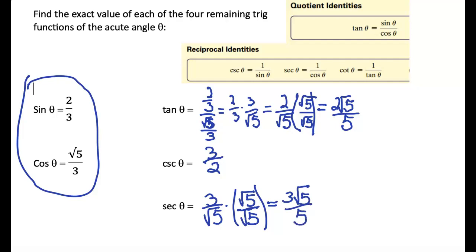And then the last problem is the cotangent. The cotangent is the reciprocal of tangent. Jot that down here. So the cotangent of theta, we're going to take the reciprocal of tangent. Now, our final answer for tangent was 2 square root of 5 over 5, because we rationalized the denominator. But back up one step, this was our answer for tangent before we simplified that. So if we take the reciprocal here, then our answer for cotangent is square root of 5 over 2. And I hope this helps.